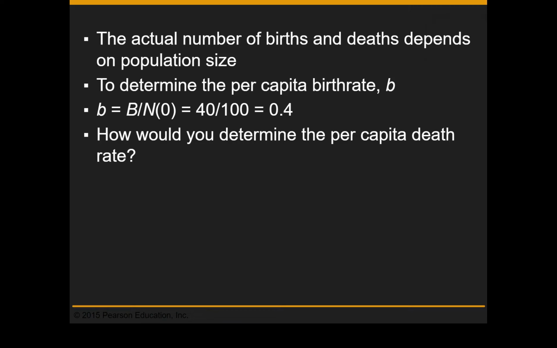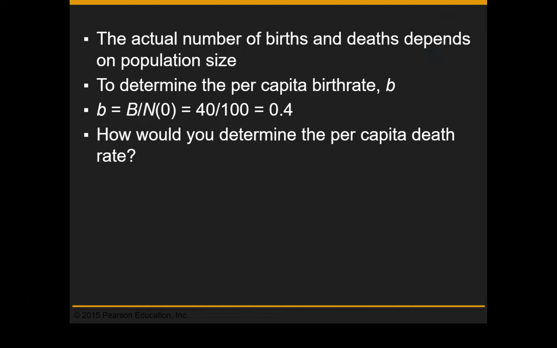So the way that we do this is by calculating the per capita birth rate. Okay, the per capita birth rate is just the number that are born on the first day divided by the number that were there on the first day. So if we had 40 organisms born, our birth rate is 0.4. And hopefully that makes some intuitive sense to you, because 40 were born and we started with this 100 here. So our birth rate is going to be equal to 0.4.